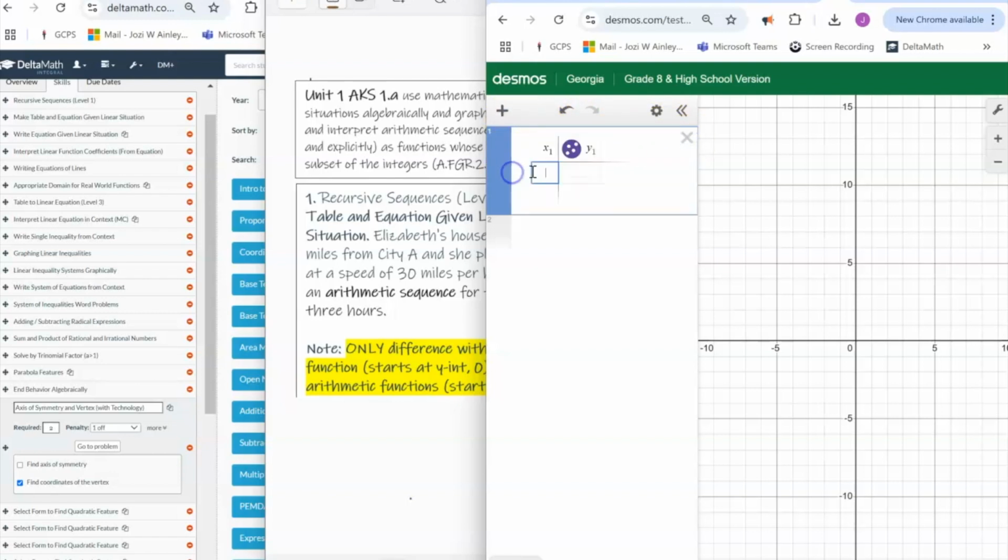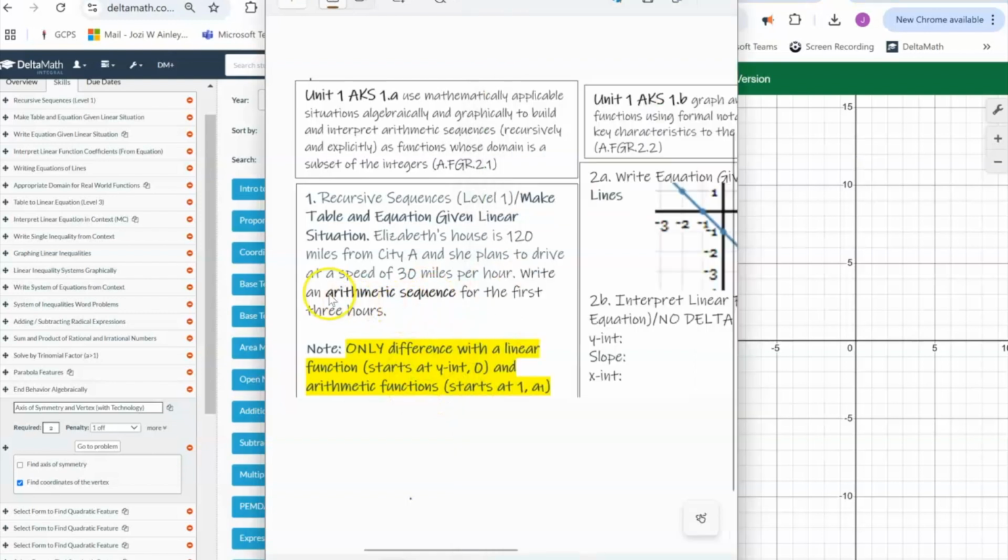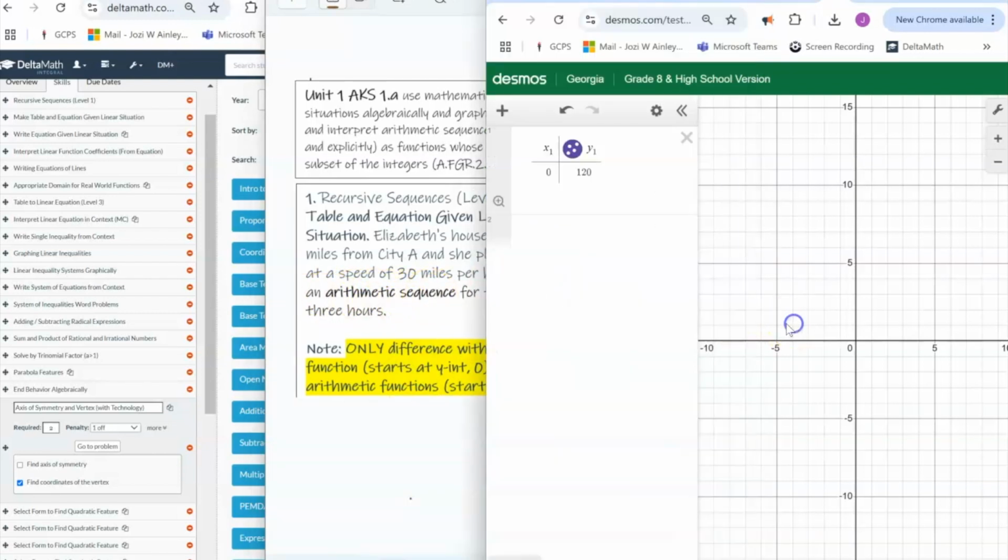So let me make a table real quick. All right, so she would start at 0 is 120. This will be a linear. But this is not a linear equation that we're being asked to do. It's an arithmetic sequence, and that will start at A1, my first term. So my first term is what?